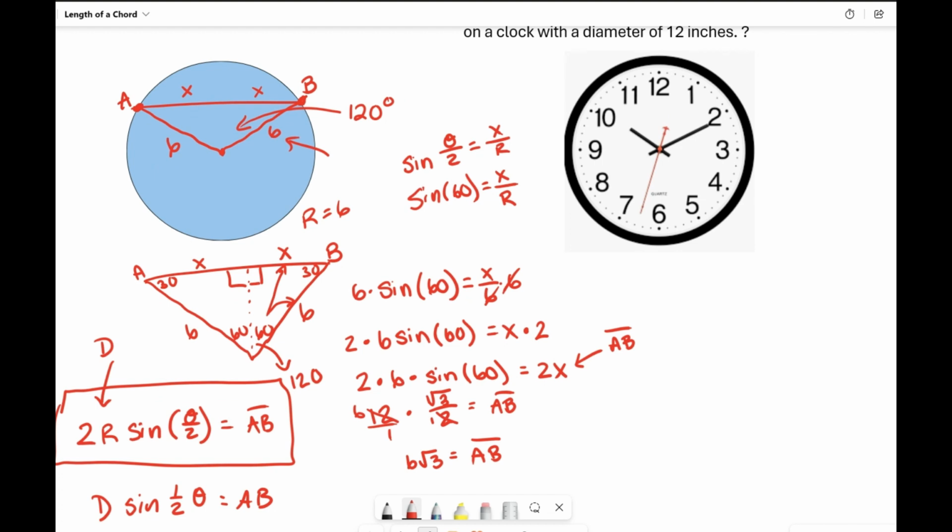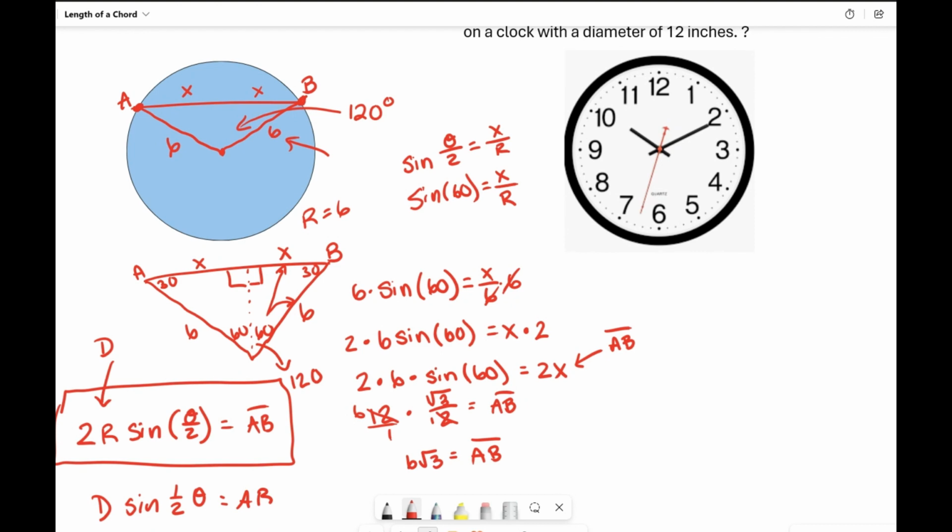So if it were 100 for the interior angle, with a diameter of 12, it would be 12 times the sine of half of 100, 50. If it were 90, it would be 45 for this number.